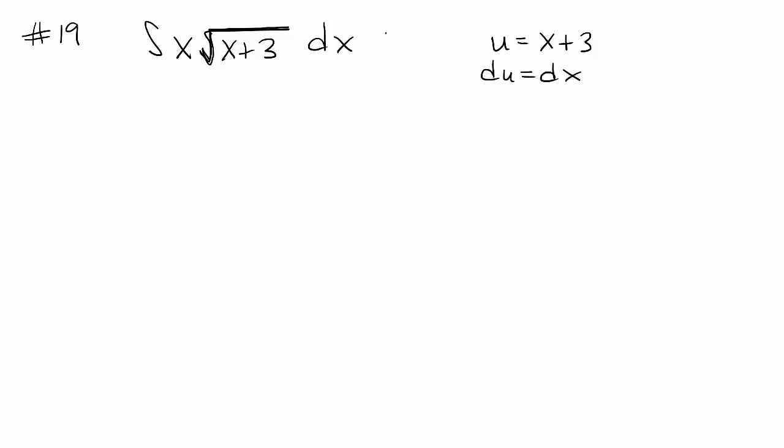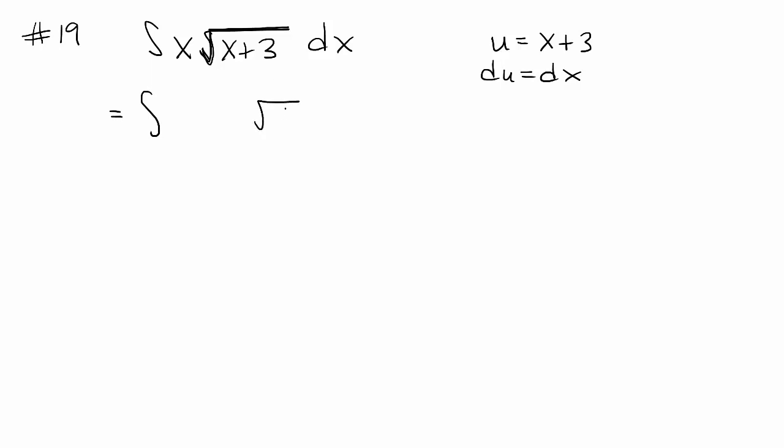All right, so for number 19, we have x square root x plus 3 dx. So we're going to use some substitution here. I do have a composition function. I have the square root. So the outside is the square root, the inside is the x plus 3. So I'm going to set u equal to the inside of that composition function. And then du is just going to be equal to dx.